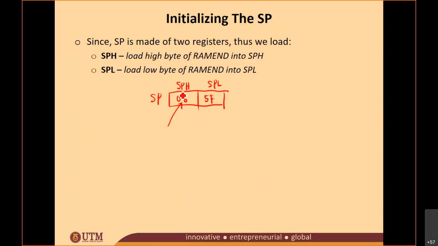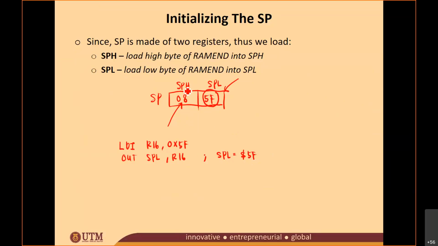So this is how you are going to initialize the stack pointer. To do so, you can use this instruction: LDI R16, and the first number that you are going to put is 0x5F. Then this number, you are going to store to your SPL by using OUT SPL, R16. After you execute this instruction, SPL now holds 5F.